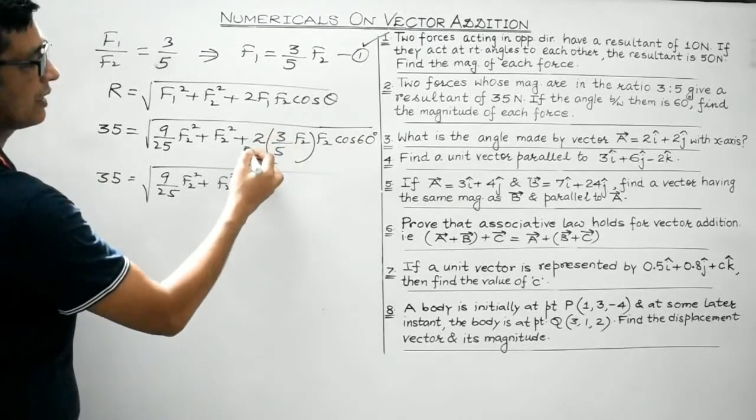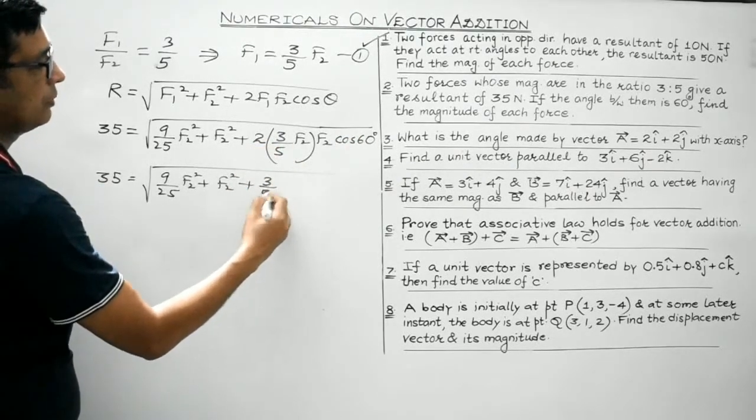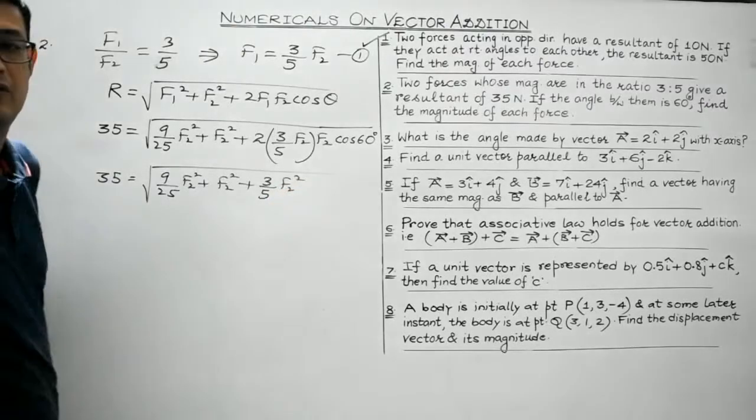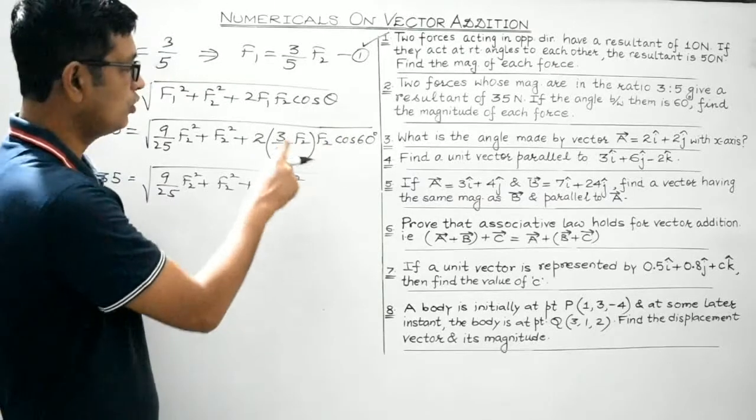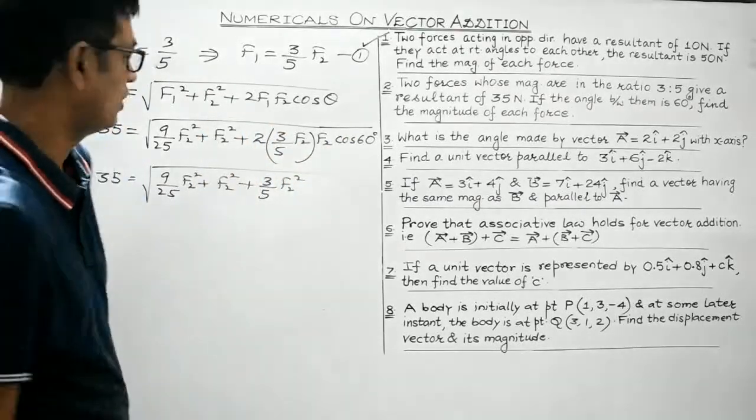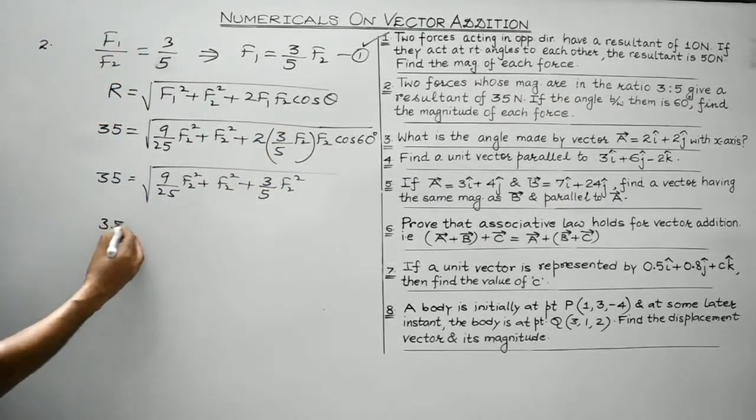Half and 2 will get cancelled. So we'll be left with 3/5 F2 square. Right students? Cos 60 is half. 2 multiplied by half will give us 1. So we'll be left with 3/5 F2 square. Okay. Still further.